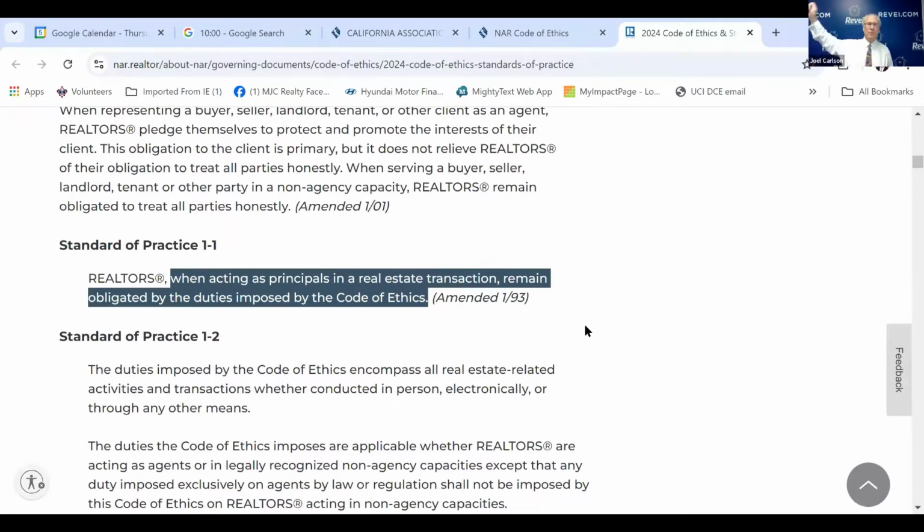You can't take off your realtor hat and put on your snake in the grass hat when you're dealing with your real estate. You still are obligated when you buy and sell your own real estate, if you're a realtor, to follow the 17 articles in the Code of Ethics.